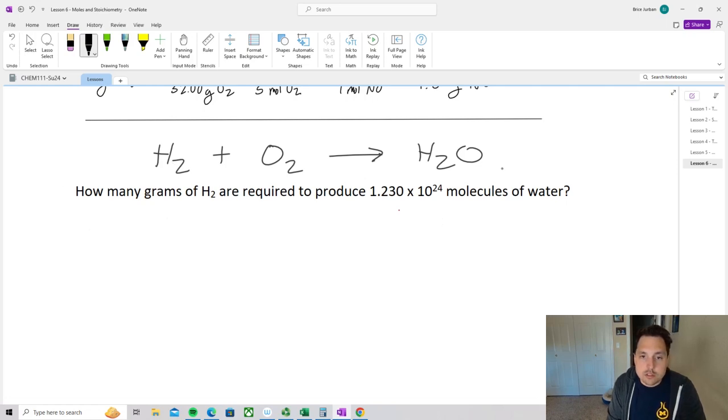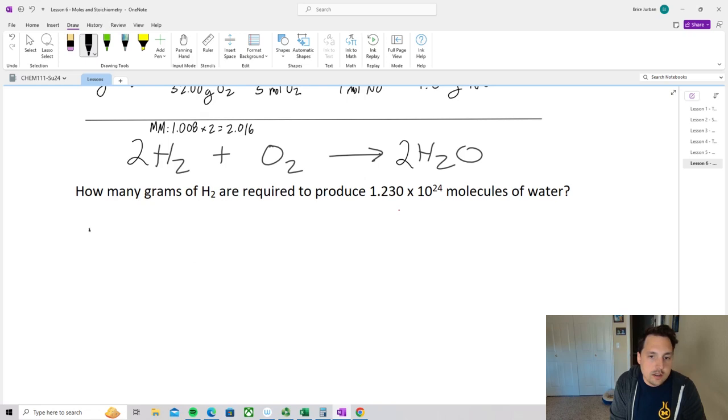We want to balance this reaction before we begin. The oxygen is not balanced, so I'm going to put 2 here and then a 2 here. What's the molar mass of hydrogen and the molar mass of water? Well, we're not going to need to know the molar mass of water here, actually. But let's find it for hydrogen. It's 1.008 grams per mole times 2, which is 2.016.